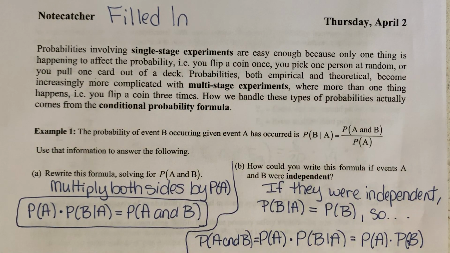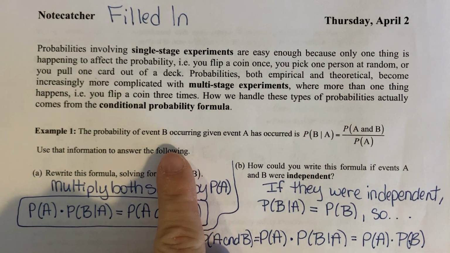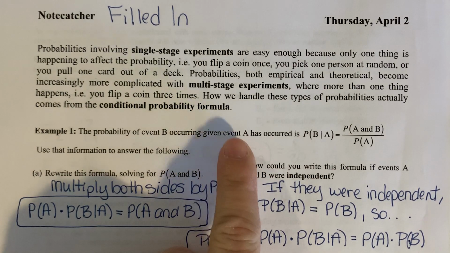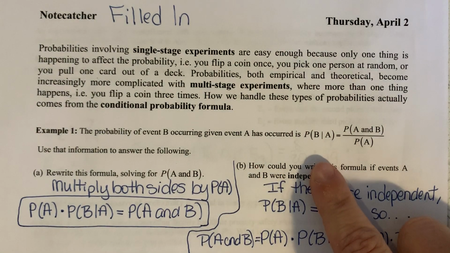And multi-stage, we're just saying that we want to know what's going to happen in a series of events, more than one thing. So we're going to start by talking about the probability of B occurring given that A has occurred. Now, this is what yesterday was on. This is what we did yesterday. And so this was the formula.